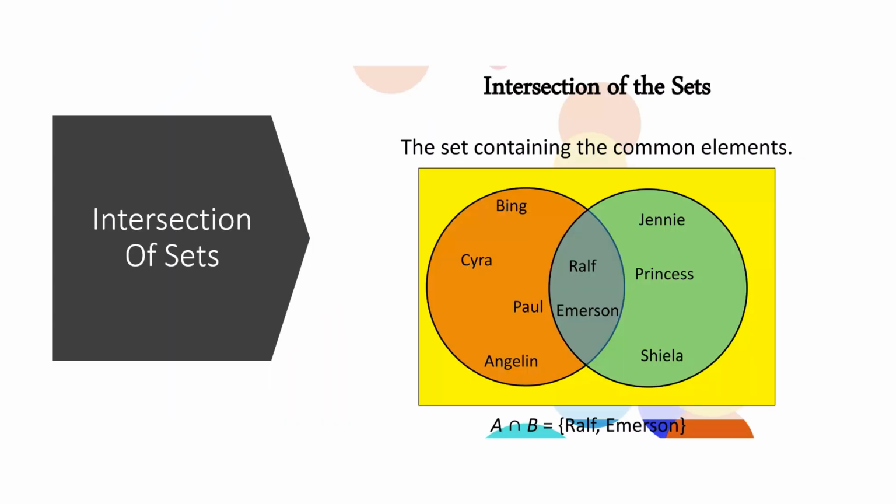Right here I have an example of intersection of sets for you to understand further. This representation is typically how a Venn diagram will look. There's not a lot of specification because this is just a simple example of what intersection of sets is. The yellow part will usually be the universal set, the orange part will be one set, and the green part will be another set. Here, we are assuming that the orange part is A and the green part is B. So A intersect B will be Ralph and Emerson. Okay, so that's all for this example.